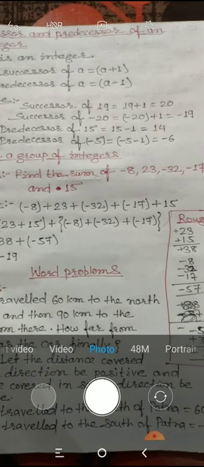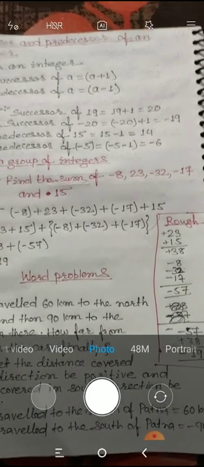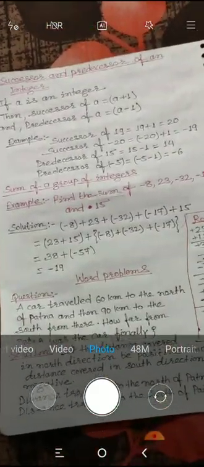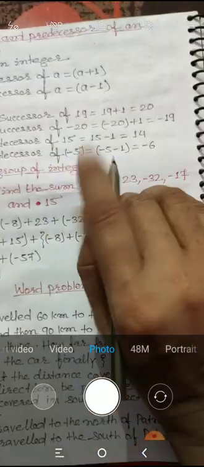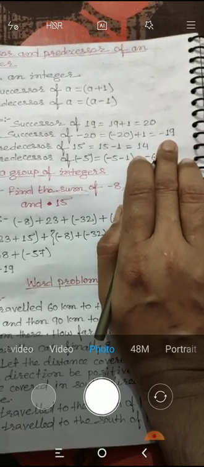Some examples are given. What will be the successor of 19? 19 plus 1 equals 20. The next one is the successor of minus 20. Successor of minus 20 will be minus 20 plus 1 equals minus 19.